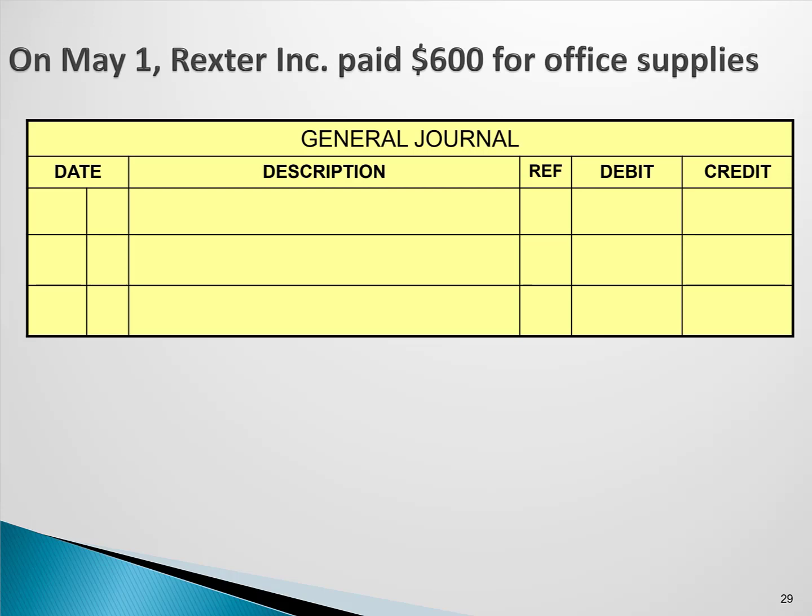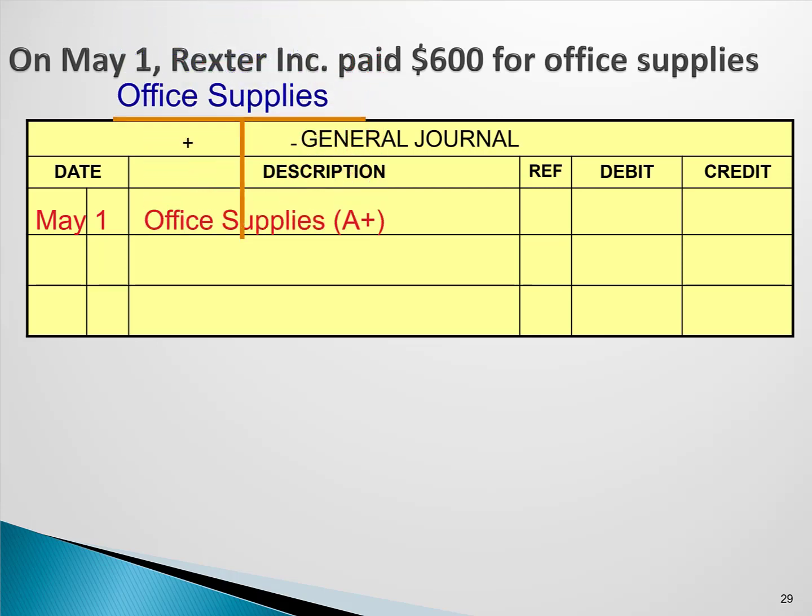So in the general journal, we put May 1st as the date. And then what are we getting out of this transaction? We're getting office supplies. They're not going to be used up right away, so therefore they have a future value, and we're going to call that asset office supplies. A plus is reminding that it's an asset going up.